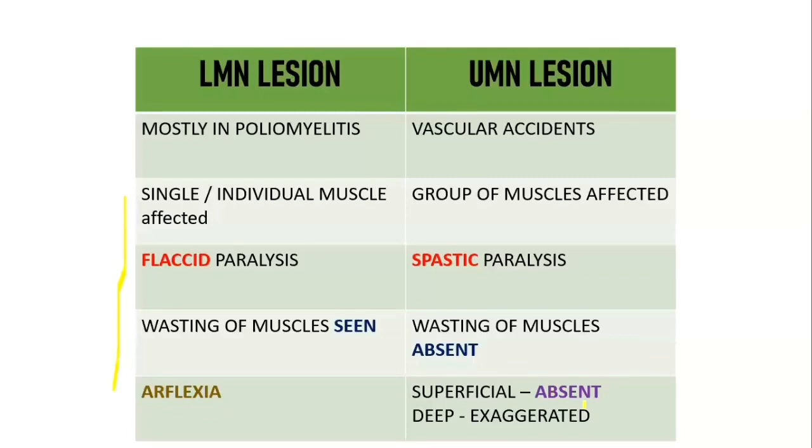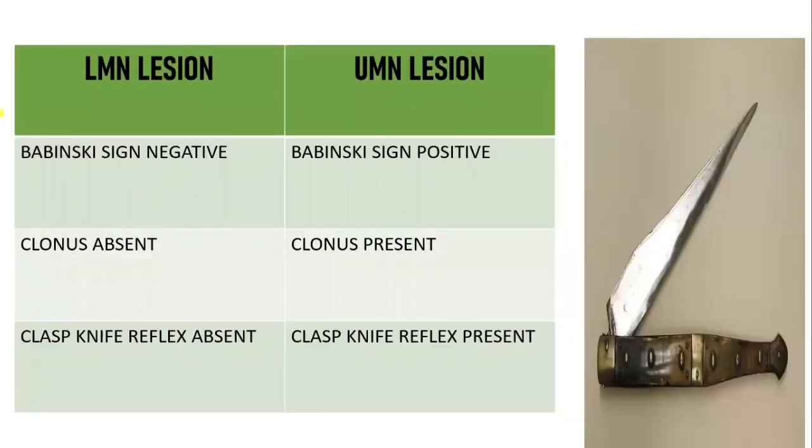But in a UMN lesion, superficial reflexes are absent, but deep reflexes are exaggerated. Again, a very important point: comment on the changes in the reflexes that you see in an LMN and a UMN lesion. A favorite examiner's question. Areflexia in an LMN lesion, where both the reflexes are lost. In a UMN lesion, superficial reflexes are absent and deep reflexes are exaggerated. Next, these three are very important, the most important: Babinski sign negative, clonus absent, clasp-knife reflex absent.